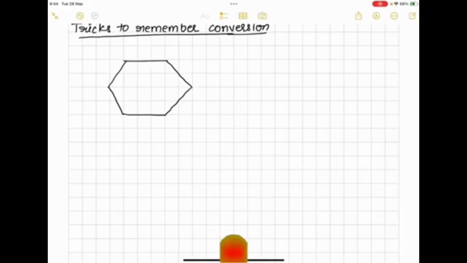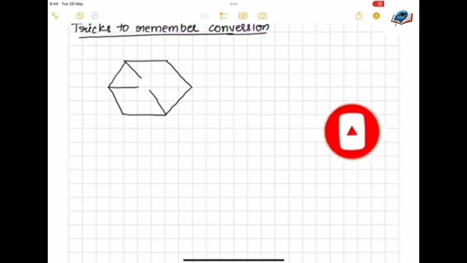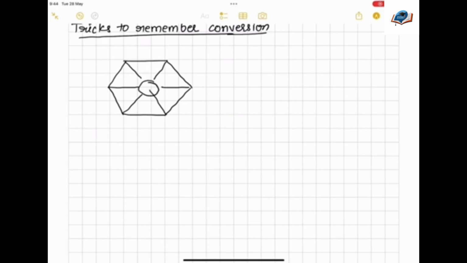Now, we are going to learn some of the tricks to remember some of the conversions. For that, first I am drawing the figure. Like this you have to draw, and in the center I am writing 1. At one corner I am writing sine, cos. Here I will write cot, cosec, sec, and tan.